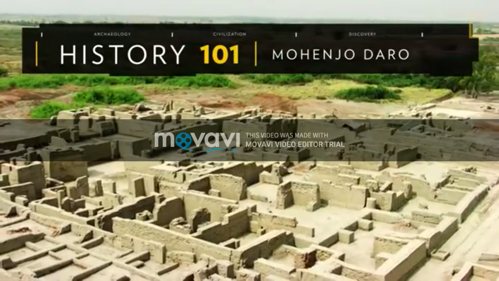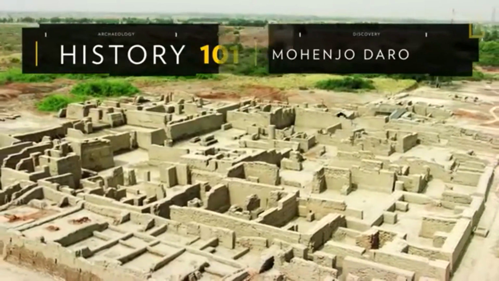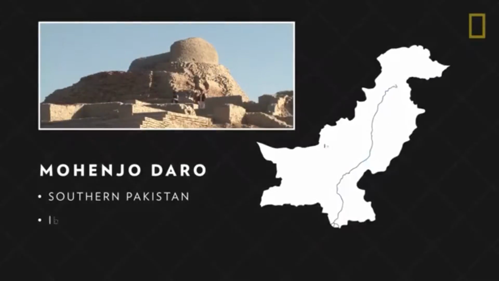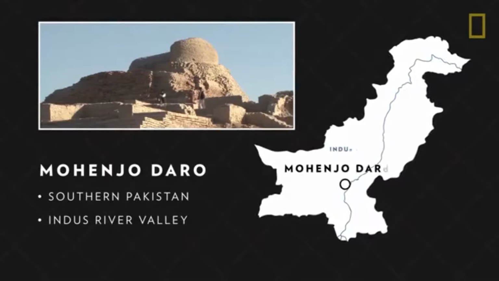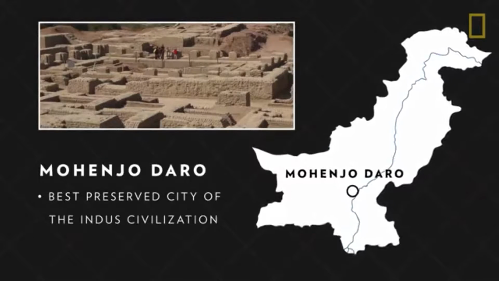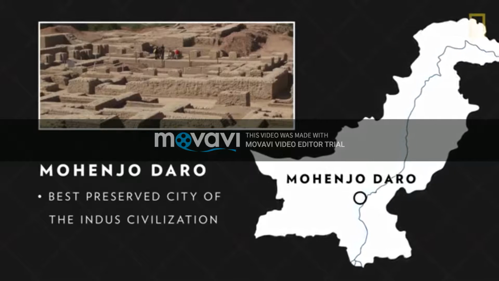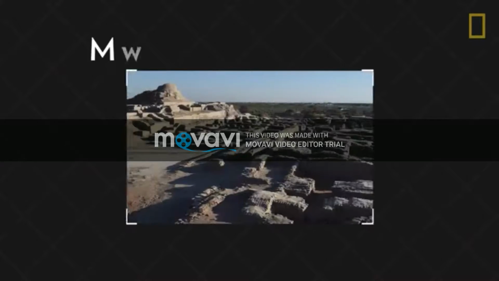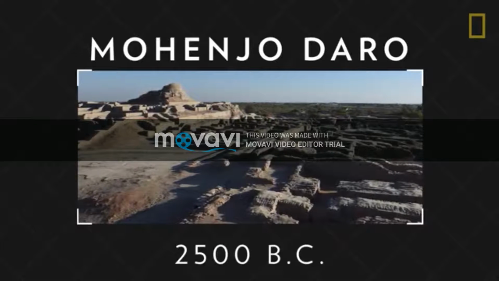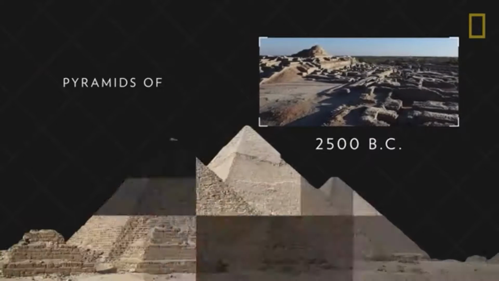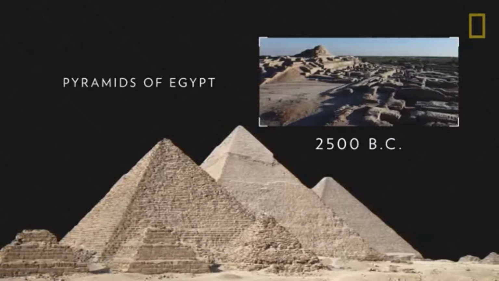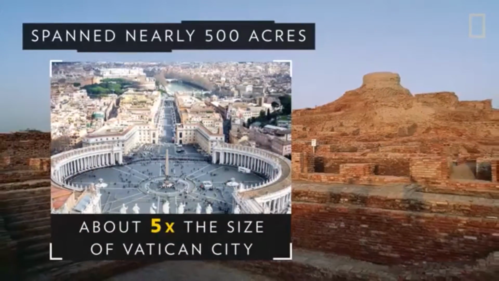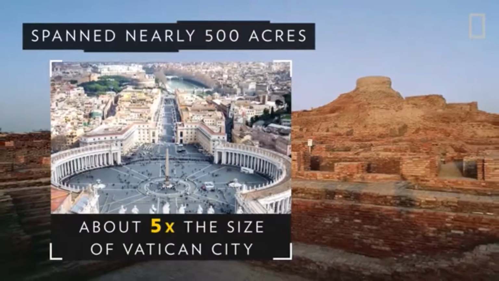The ancient city of Mohenjo-daro is one of the first urban centers in human history. Nestled in southern Pakistan's Indus River Valley, Mohenjo-daro is the largest and best preserved city of the Indus civilization, the earliest known civilization of the Indian subcontinent. Mohenjo-daro was built around 2500 BC, about the same time the Great Pyramids were being built in Egypt, and it spanned a surface area of nearly 500 acres, an incredible size for a city of this time period.